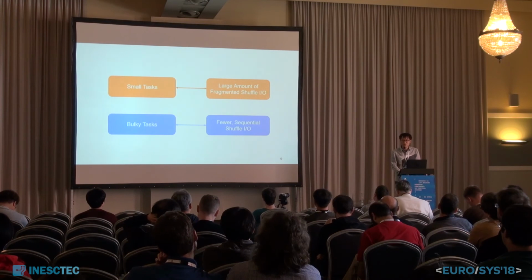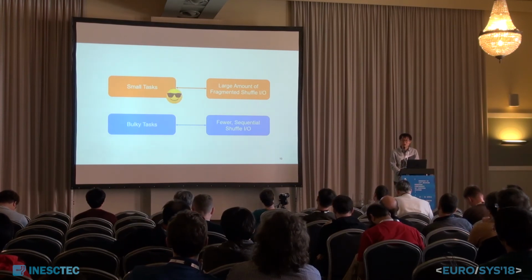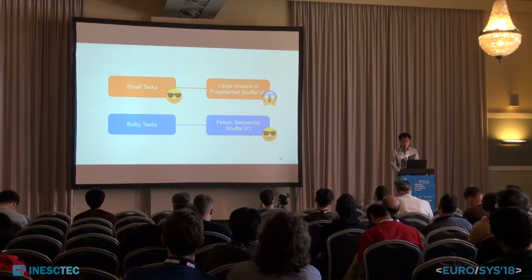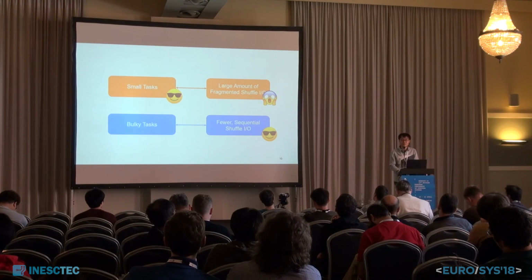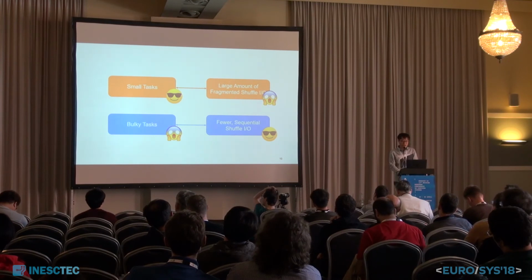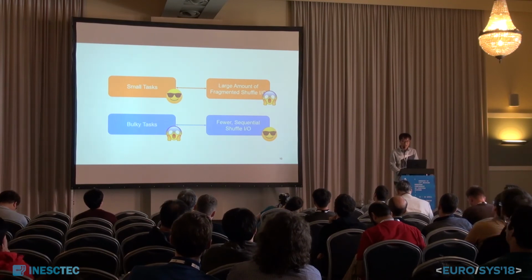To summarize what we've just talked about, we wanted to run small tasks for better parallelism, but unfortunately that will give us a large amount of fragmented I/O problem. So we want to have fewer and sequential I/O requests during the shuffle stage, but that will create bulky tasks, which is also very bad for your execution. So our question is, how do we design a shuffle system so that we can benefit from both the small tasks and the fewer and the sequential shuffle I/O?